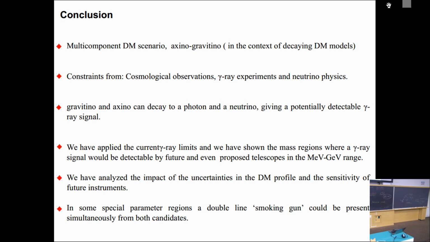There are constraints these days. There is the possibility to build some kind of experiment that could detect this kind of signals, and there is a region where you can see a double smoking gun that is very interesting, because you are seeing the signal of the two of them. Of course, it is not a huge region of parameter space, but it depends on a lot of uncertainties, and this could improve in time if the experiments improve. And with this, I finish.